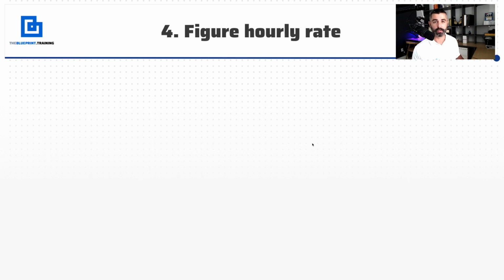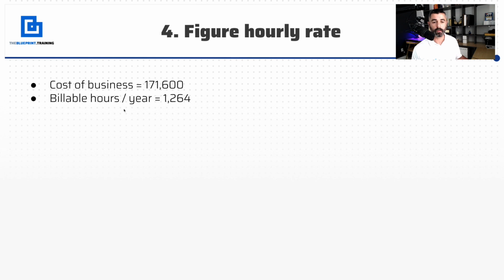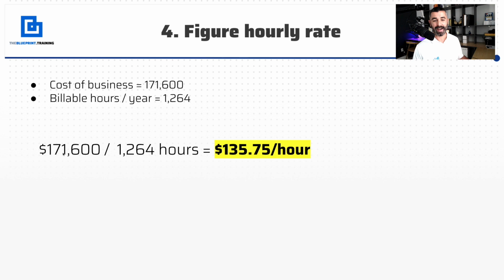After we have that, then we can start to calculate the hourly rate. So the cost of business is $171,000. The total billable hours per year is 1,264. So if we just divide that total number by the total hours, we get our hourly rate. So our hourly rate based on this for this employee would be $135.75 per hour. That would be the rate that we'd want to charge the client when we're doing our pitching for that employee.